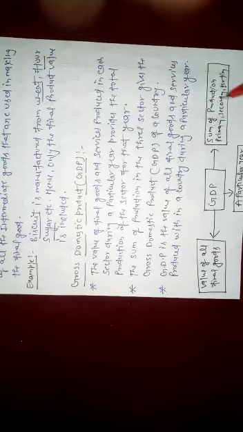GDP is the sum of production of the primary, secondary and tertiary sectors. GDP of all final goods can be measured, and GDP is very important for the growth of a country. The measurable things of a country are identified by the GDP.